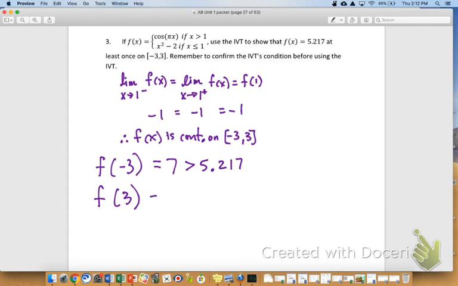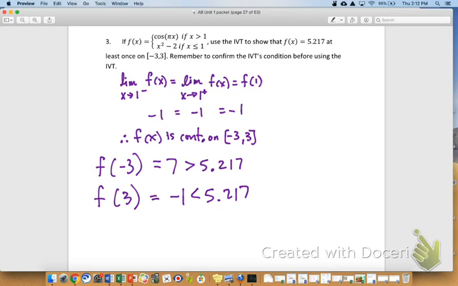F of 3 would be cosine of 3 pi. And what's cosine of 3 pi? -1. And how does that relate to my target? Yay! So I just found a number below and a number above. Or above and below, I guess, the correct order here. And so all I really need to do is think, did I prove continuity? Yup. Did I find a number above and a number below? Yup.